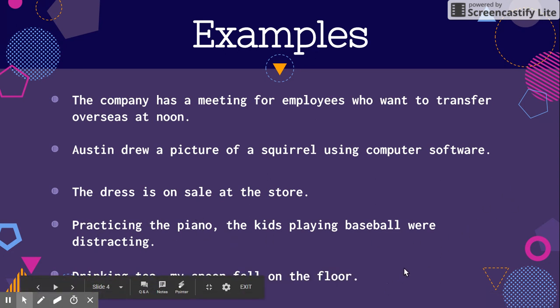And then the last one says, drinking tea, my spoon fell on the floor. Okay, again, this one does not say who or what is drinking tea. So in order to fix this, I would say, while drinking tea, my spoon fell on the floor. So you have to say specifically when or where or who is drinking tea.